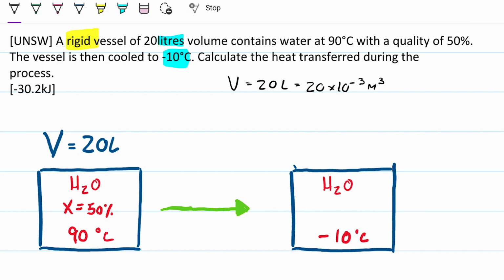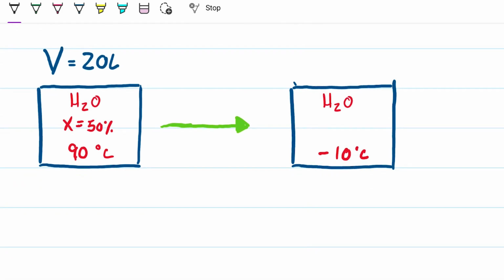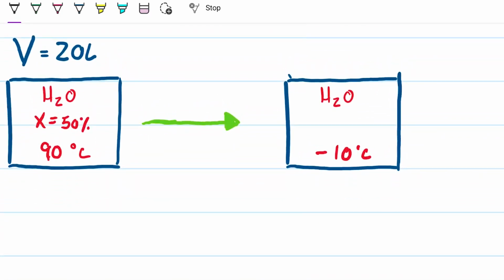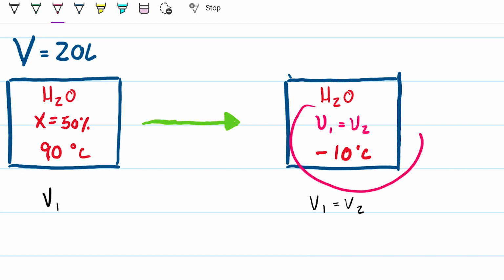We are at 90 degrees Celsius and 50% quality, so a saturated mixture. Easy to grab properties on state 1, and then we cool that to minus 10. Calculate the heat transfer during the process. So what do we know about the second state? Well, if this is a rigid volume and V1 does not change, then V1 and V2 are the same. No mass entered or left the system, so therefore the specific volume is the same, and specific volume 1 is the same as specific volume 2. So we can use the specific volume plus the temperature to find out properties for this state.